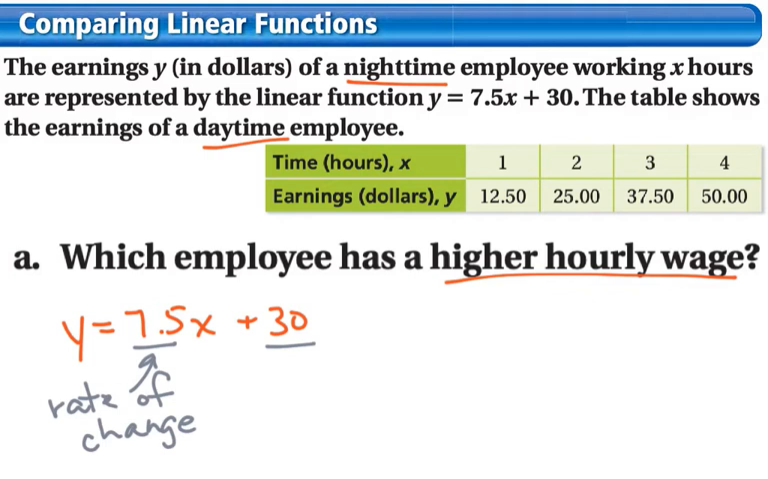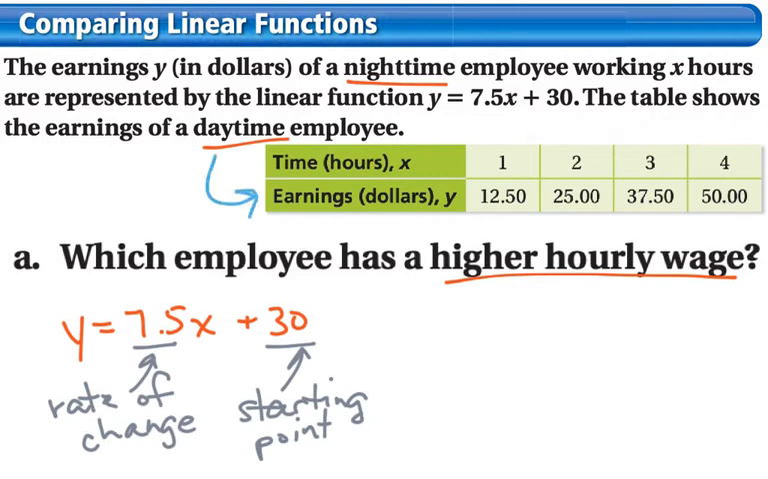Our y-intercept, that's more of a starting point. So, as I'm looking at these two items and they're asking me which employee has a higher hourly wage, or the amount of dollars they're paid per hour, I might want to consider which of these items describes that type of change. Is it our slope, our rate of change, or our starting point? Now, before we answer that too much more, we'll also want to look at our daytime employee.